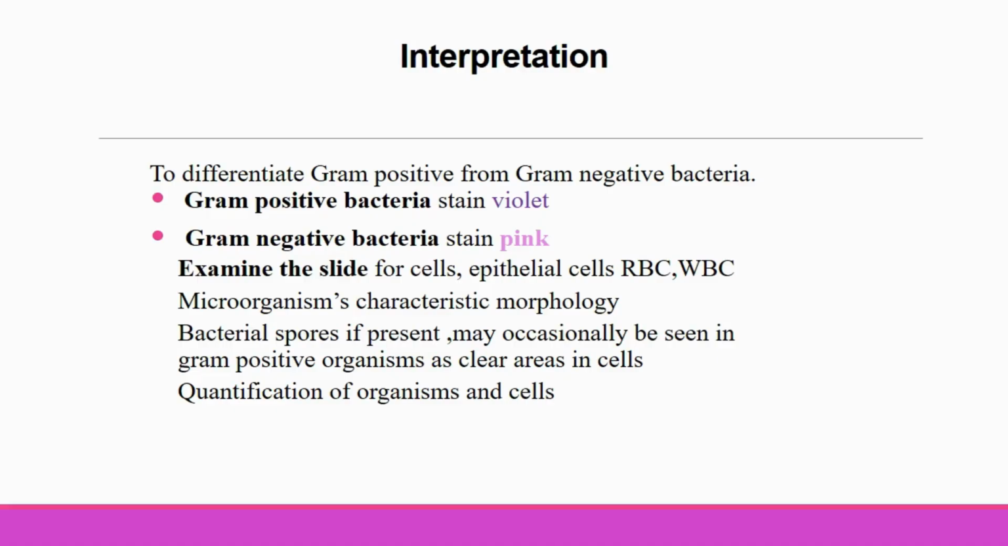So the gram-positive bacteria resist decolorization and retain the stain of primary stain, that is, it appears as violet color. And the gram-negative bacteria are decolorized and therefore they take up the counter stain, that is pink color.